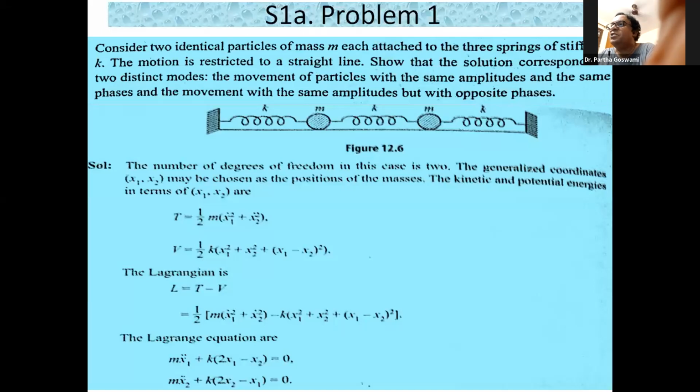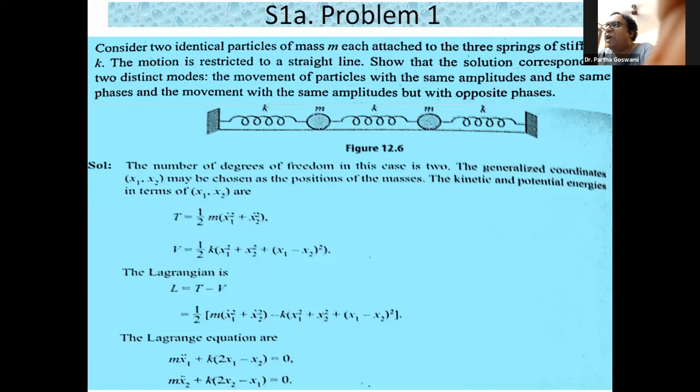So we see that there are two eigenfrequencies, two modes of oscillation with two different frequencies. The first angular frequency corresponds to square root of k by m, and the second one is root 3 times the earlier one. And the solutions are as shown. With this, we go to the slide number S1C, where we have the same thing.